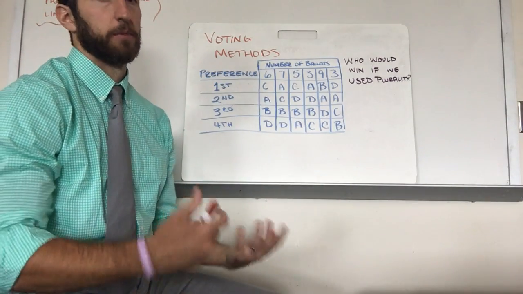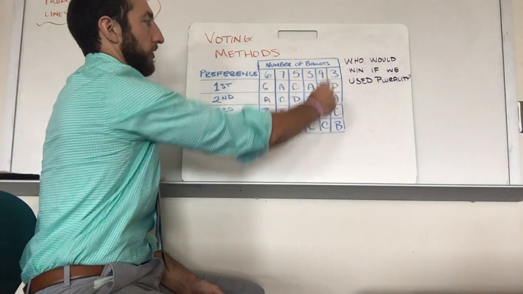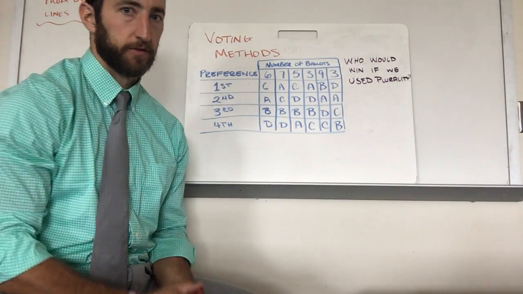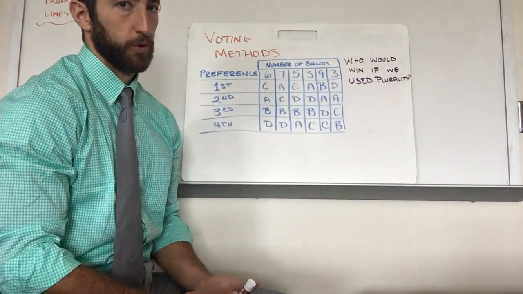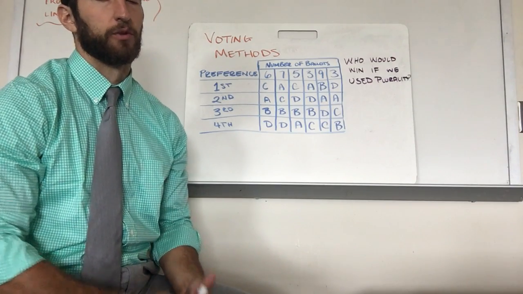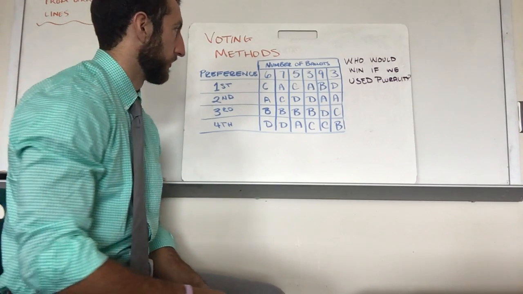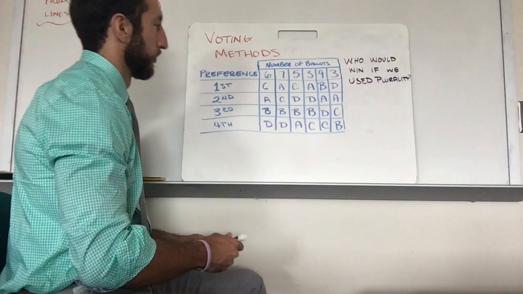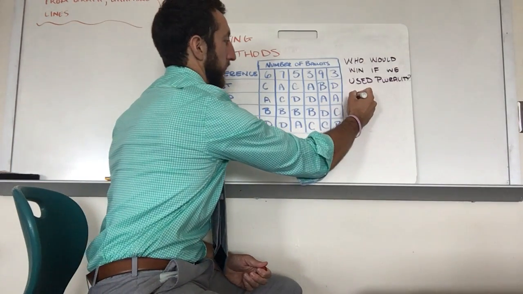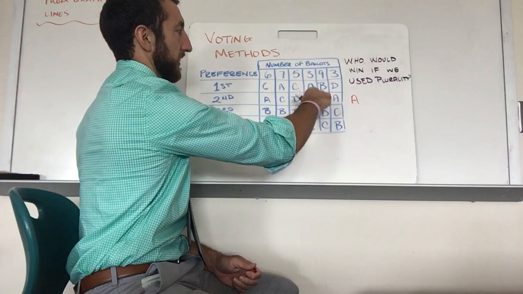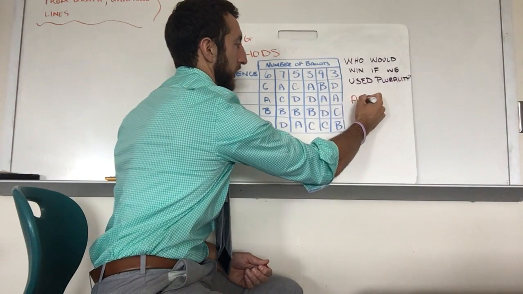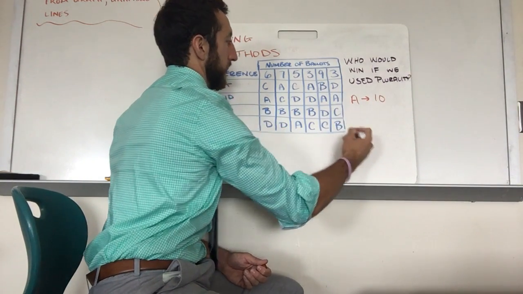We can count how many people voted overall by adding up all those numbers. You're going to see these tables a lot. First, who would win if we used plurality for this? Let's look at candidate A. Candidate A got those 7 votes for first place and those 3 votes. So candidate A has 10 votes.